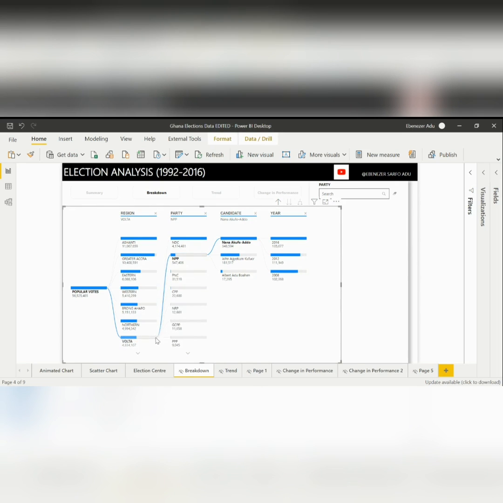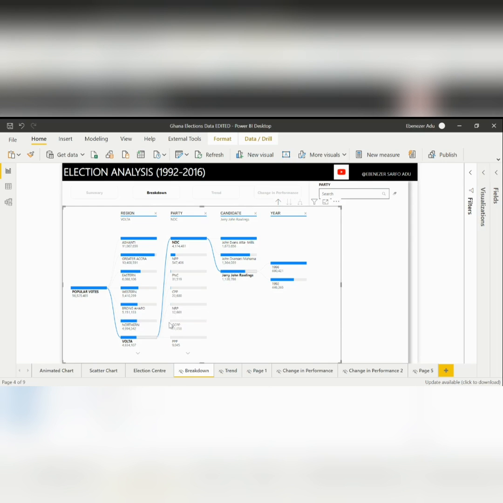And so NDC, NPP, a huge gap. Let's see, for the NDC, John Evans Atta Mills's votes are a lot in the Volta region. Consistently, there was an increase. Let's look at John Dramani Mahama. 2012, 2016, there was a drop. So consistently, there were drops in votes for President John Mahama from 2012 to 2016.